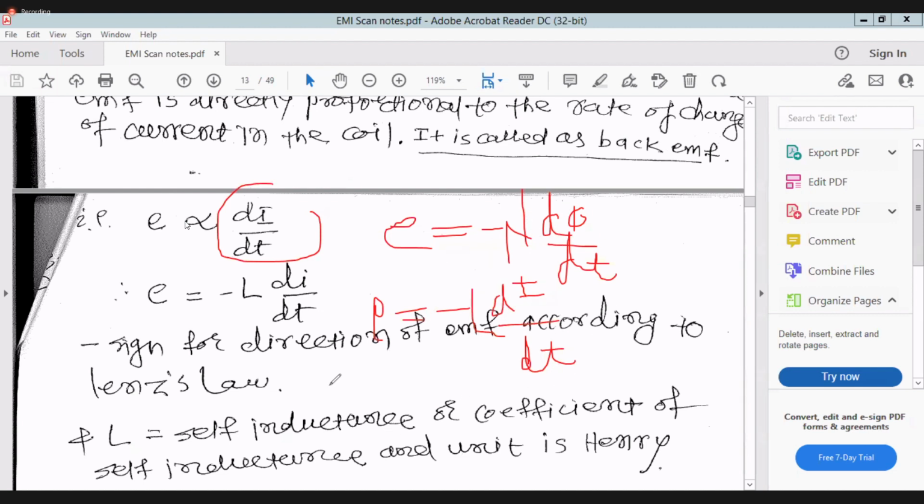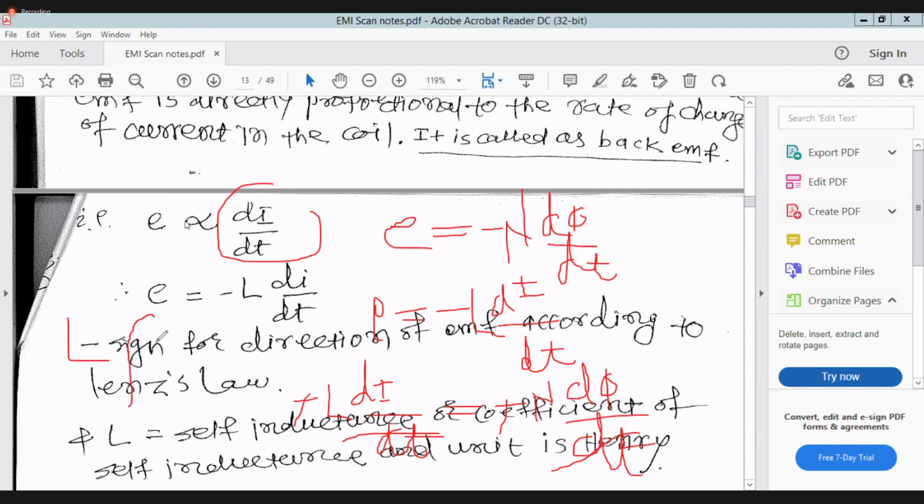L di by dt is equal to minus N d phi by dt. Now, solving the derivation, the dt gets cancelled. L di is equal to minus N d phi, and the minus also gets cancelled. Then L di is equal to N d phi.